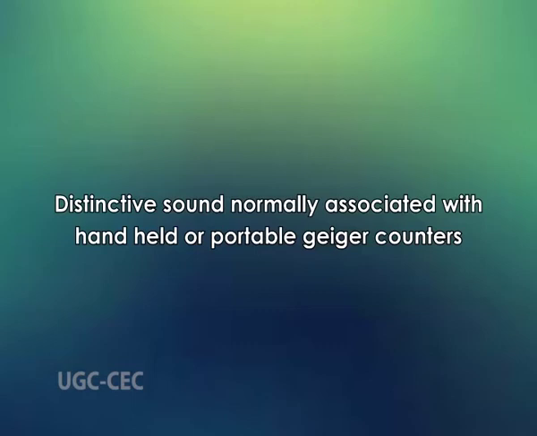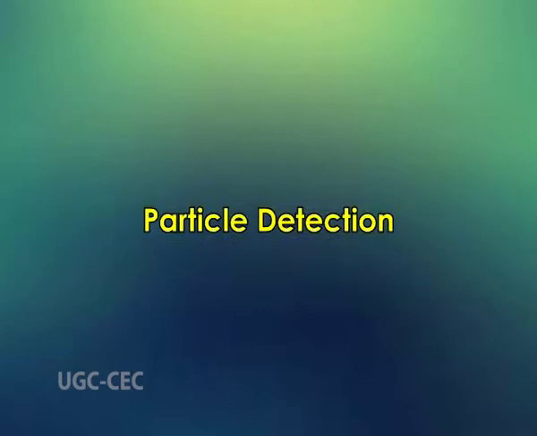There is usually an option to produce audible clicks representing the number of ionization events detected. This is the distinctive sound normally associated with handheld or portable Geiger counters. Now, next is particle detection.